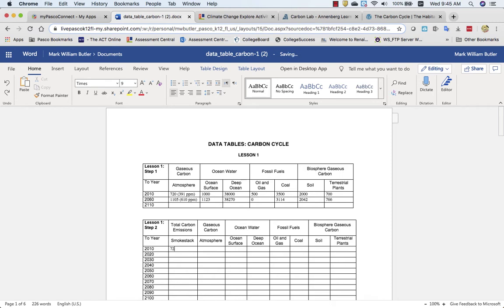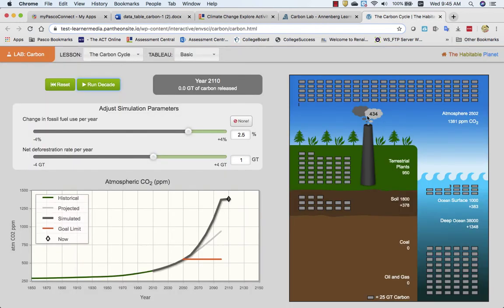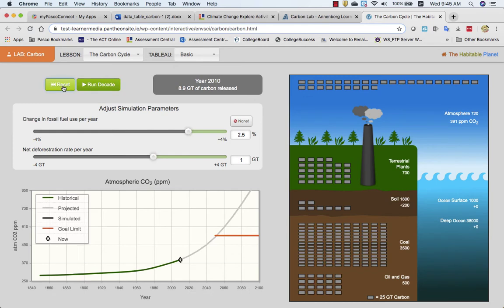Okay, 720, and then 1,000, 38,000, 500, 3,500, 2,000, and 700. Oop, hang on, what did I miss here? Oh, look at this, guys. There's a smokestack, so we got to move all this stuff over, okay? It now wants us to record this value right here that comes out each time. So let's reset, okay? And then looking at 2010, there's nothing coming out of this smokestack right here.